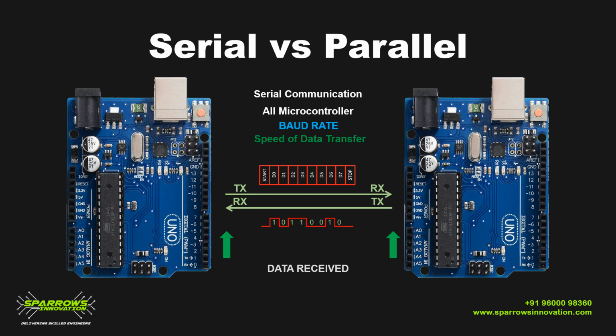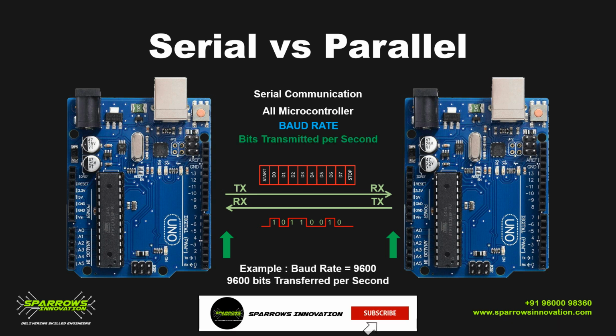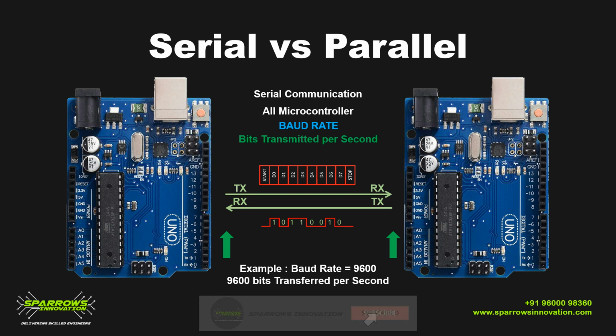We can also say it is the number of bits transmitted per second. For example, if my baud rate value is 9600, that means 9600 bits will be transmitted per second. This 9600 is not an approximate value. There are different standardized baud rate values. One of the default baud rate values is 9600. Many devices initially have the default value of 9600, so I am using 9600 in this example. So that means 9600 bits will be transmitted in 1 second.